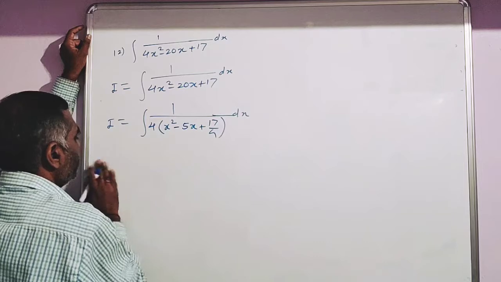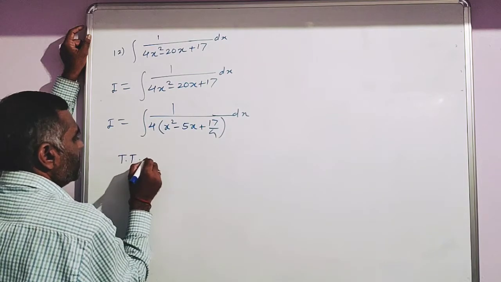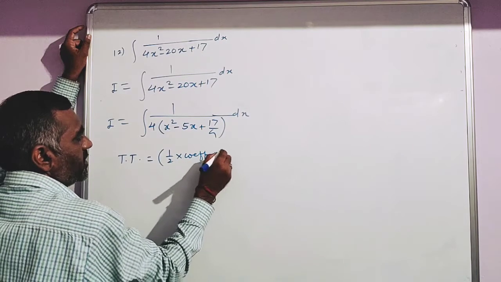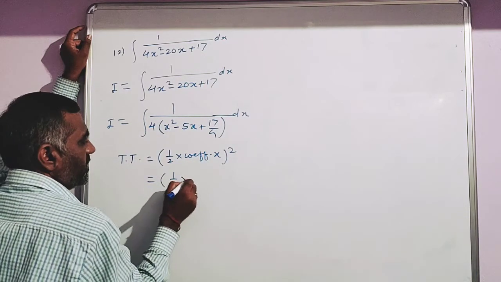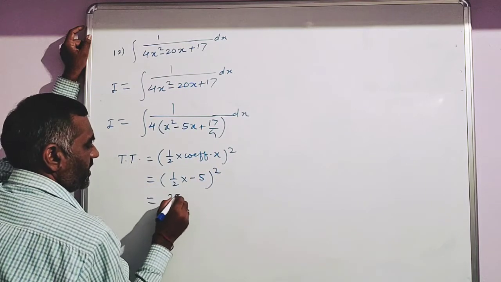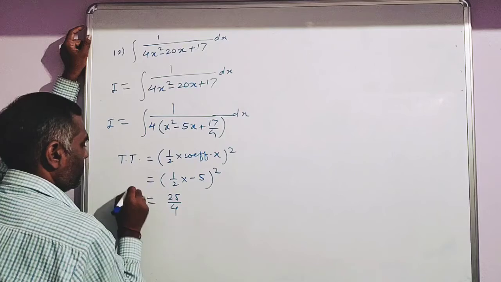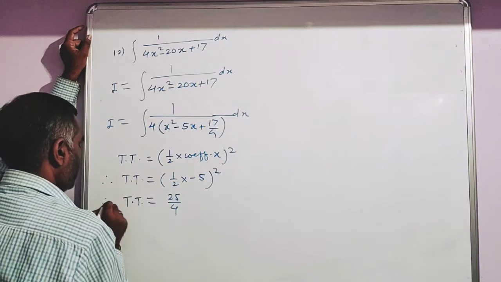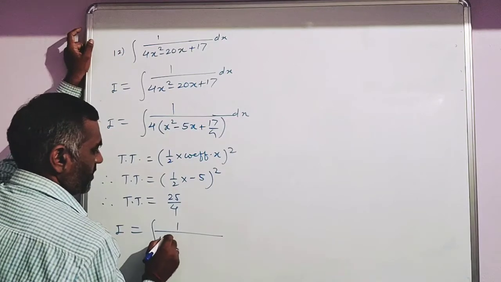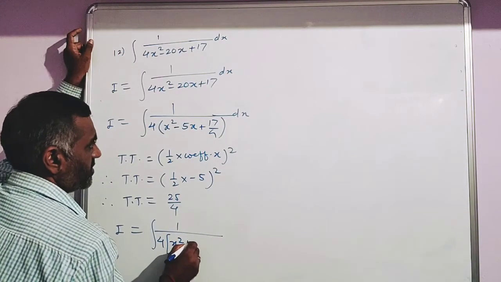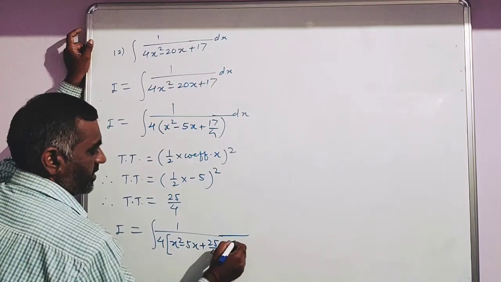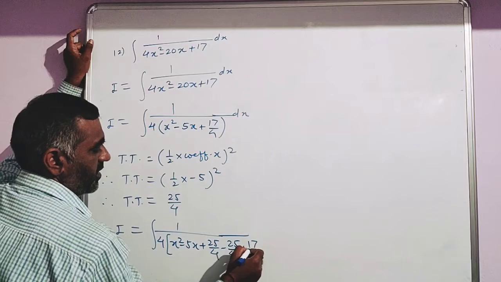For the third term, it is equal to half into the coefficient of x, whole bracket square, which is half into -5, whole bracket square. (-5/2) whole bracket square is nothing but 25/4. That is the third term. Therefore I is equal to the integration of 1/4 in bracket x² - 5x + 25/4 - 25/4 + 17/4.